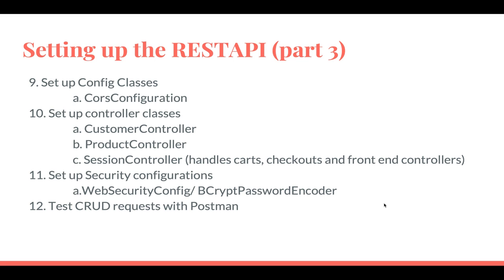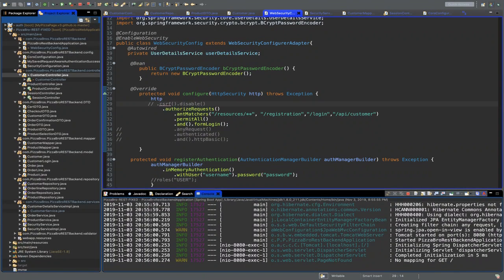Then I set up the security configurations with the web security configuration class, and they also utilize the bcrypt password encoder. They encrypt and decrypt passwords. And after that, we tested each CRUD request with Postman. So I'll go over the web security configuration.